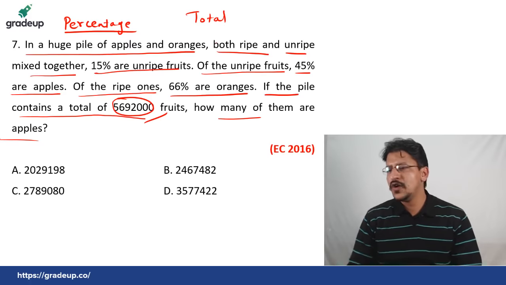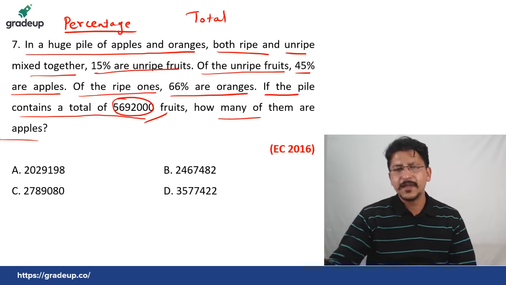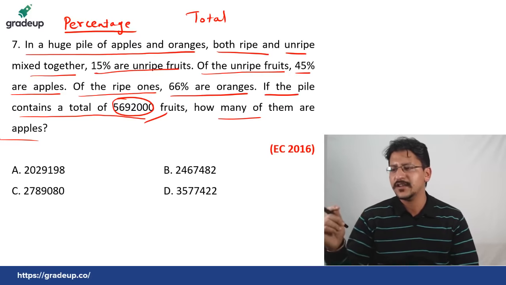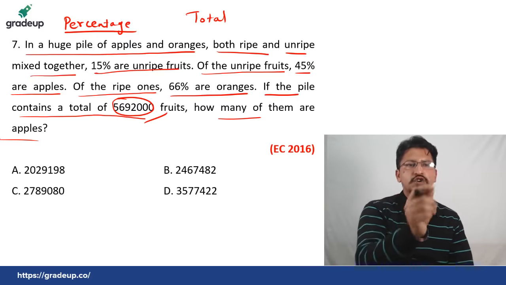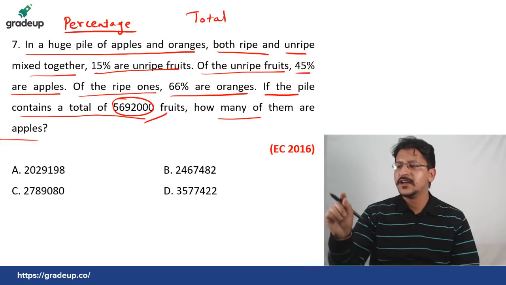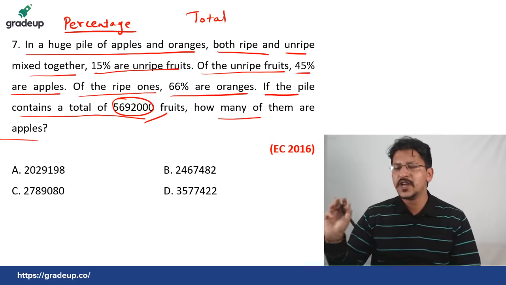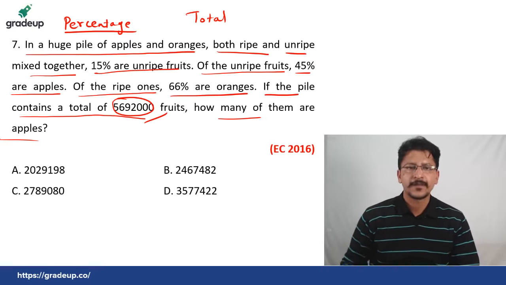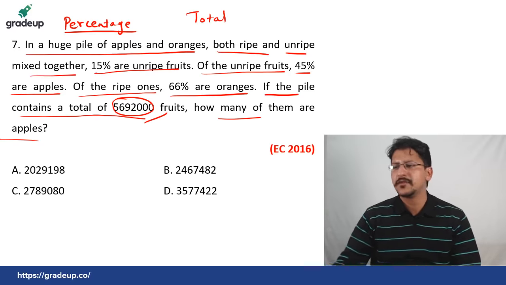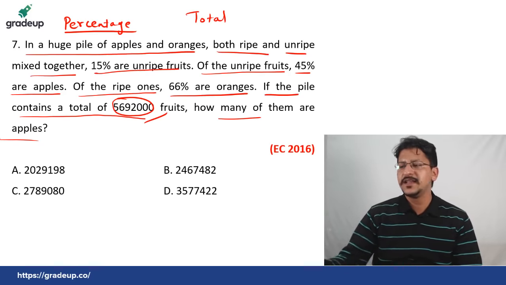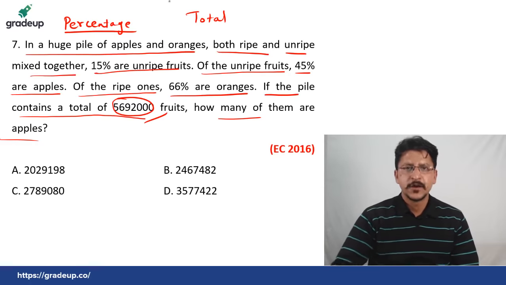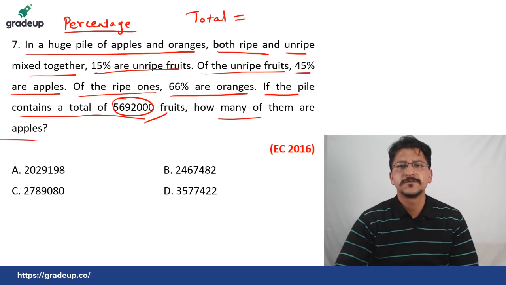One more request to every one of you: whenever you are answering any question, just write the question number in front of it and then give me the answer. If you are answering for this question, just give me 7, then reply with A, B, C or D, whatever your answer is. Because that will help me understand which question you are replying to. If you just write A, B, C, D, I do not get which question you are replying to.